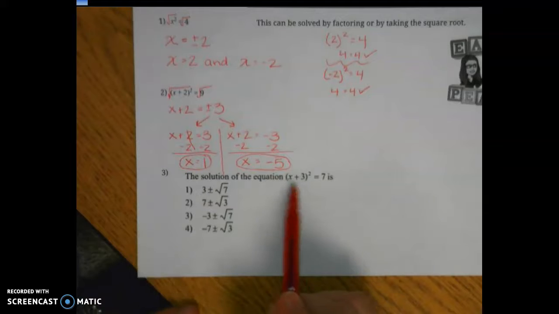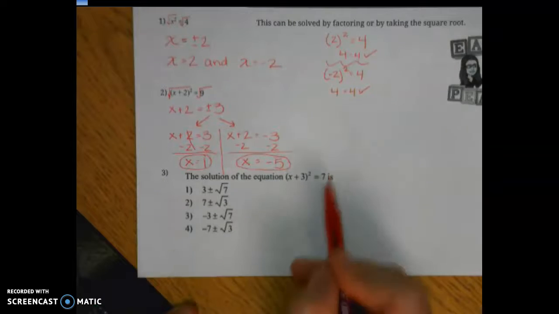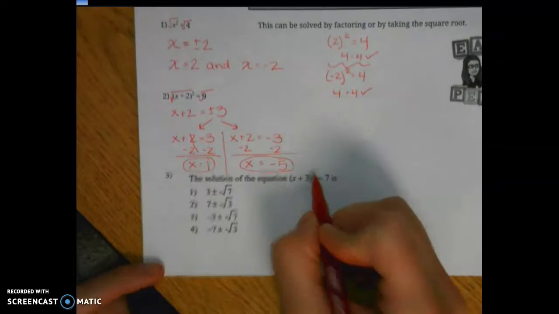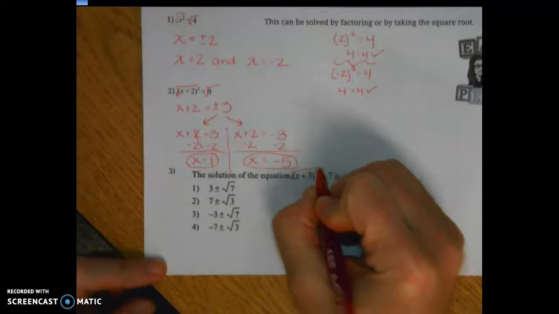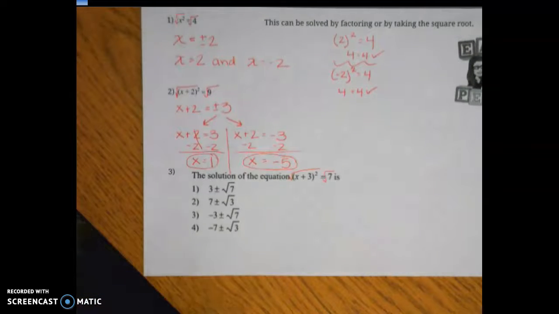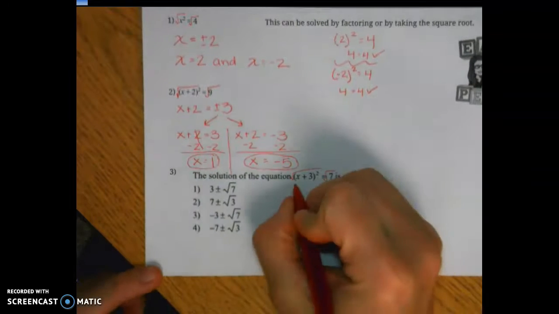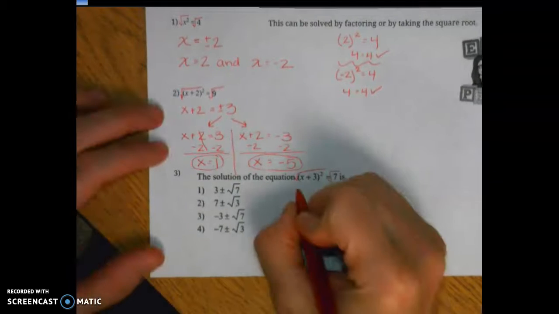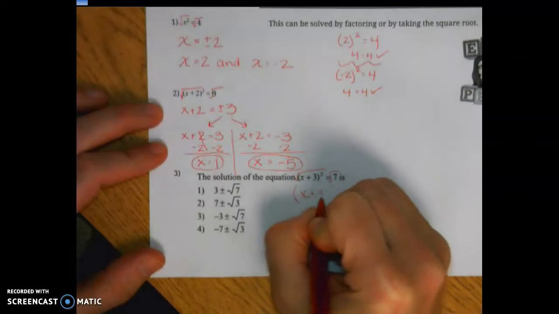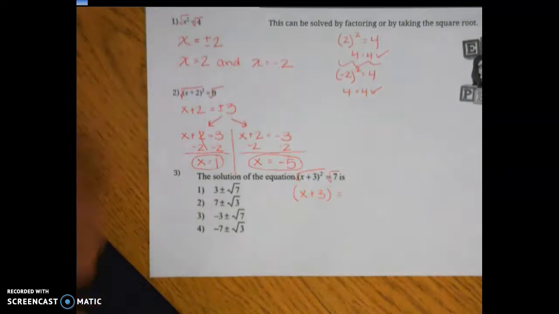So same thing, we have a binomial squared on the left-hand side and is equal to a number. So I'm still going to undo that square by taking the square root of both sides. The square and the square root undo each other because they're inverse operations. So I copy down whatever's in the parentheses, which is x plus 3. You don't need the parentheses, I just rewrote them.